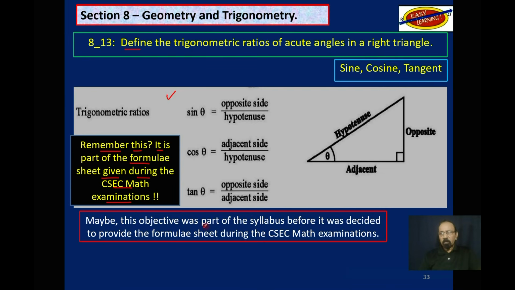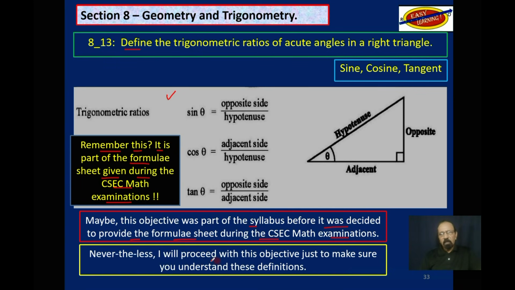So maybe this objective was part of the syllabus before it was decided to provide the formula sheet during the CSEC math examinations. Nevertheless, I will proceed with this objective just to make sure you understand the definitions, even though they may be here on the formula sheet. I just want to make sure you understand what they are saying. So we will still go through them.